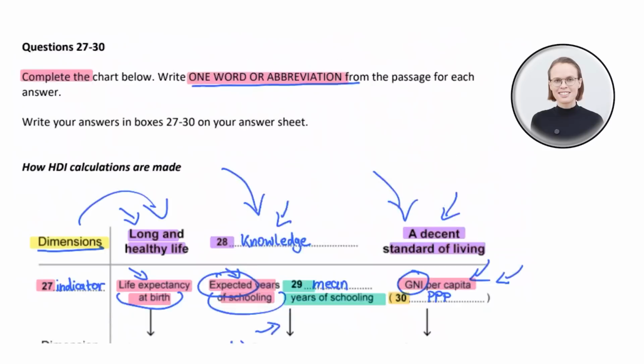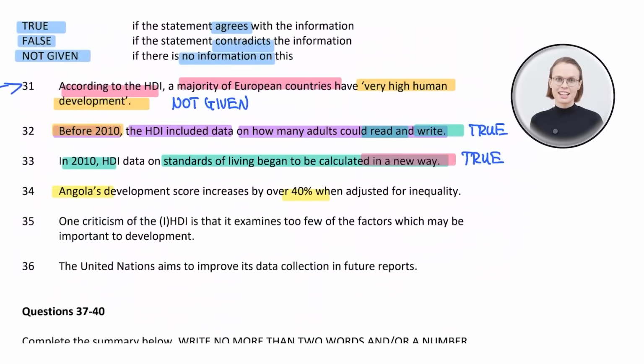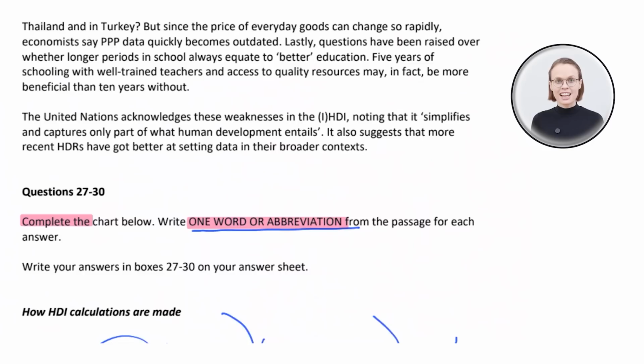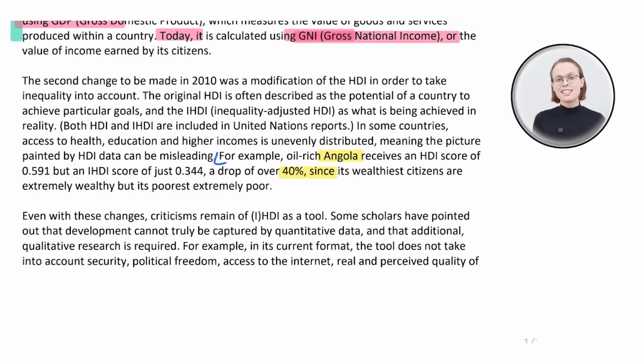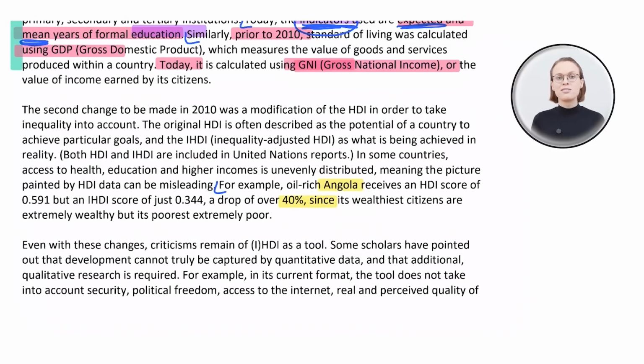What does our sentence say? Let's again take a look at the statement. It says Angola's development score increases by over 40% when adjusted for inequality. Is this an adjustment for inequality here? Is this what they mean by HDI score and IHDI score? Let's look for inequality in the paragraph here. I can see the word here. Let's take a look at this sentence.